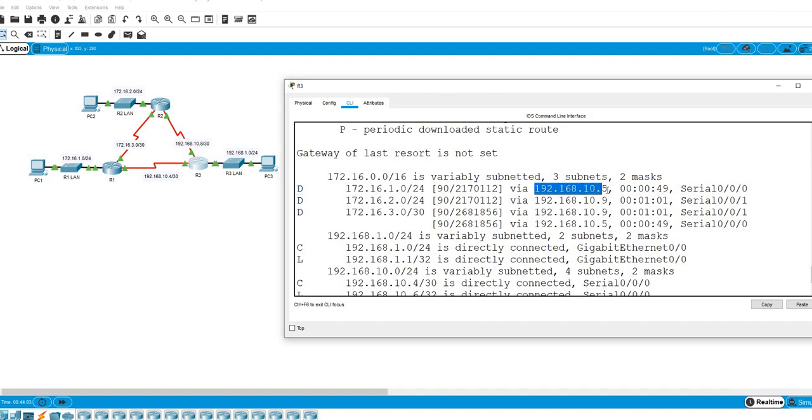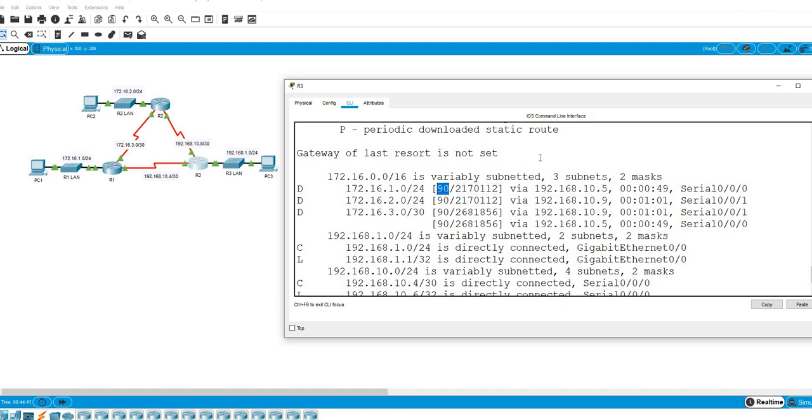and we can get from R3 to the 172.16.1.0 network via 192.168.10.5, which is that next hop IP address, 10.5 of R1. It is using local serial 0/0/0 as the exiting interface. And it has a cost of 2170112. It's a big value, it's a big number. I will explain in our next lecture how it is calculated. It uses a formula based on bandwidth and delay and some other parameters.